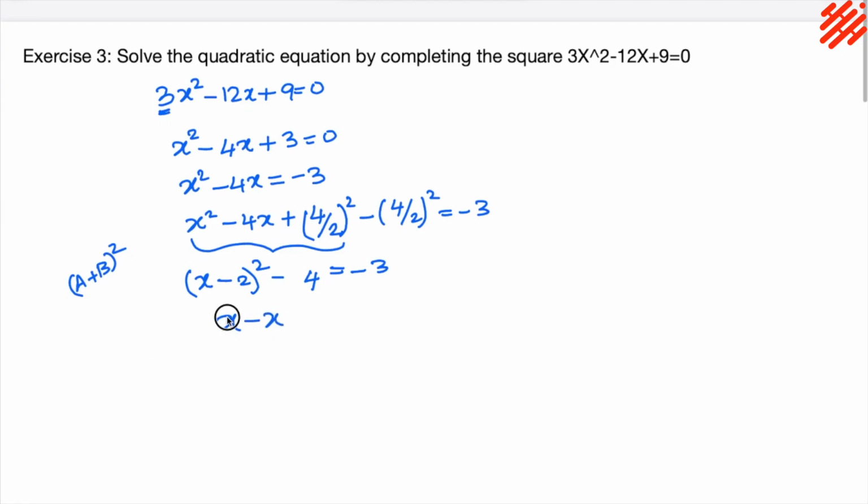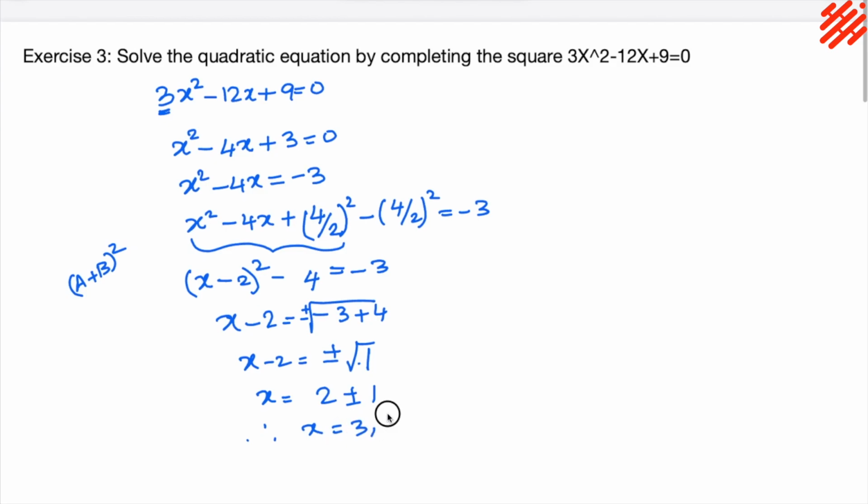My x is this one, x − 2. (x − 2)² = −3 + 4, taking the root, plus or minus. x − 2 equals plus or minus root 1. x equals 2 plus or minus 1. Therefore, x equals 3, 1.